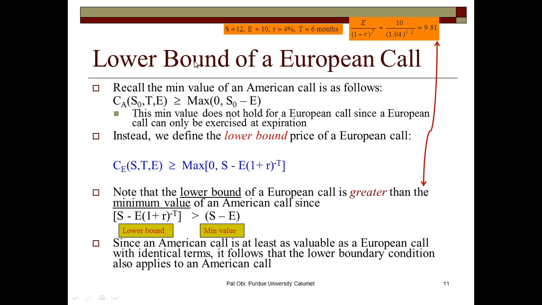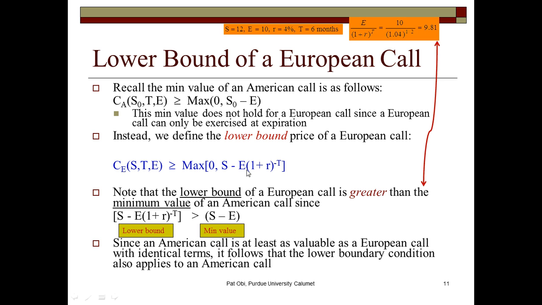Next concept is the lower bound condition of a European call. Recall that earlier we talked about the minimum value of an American call, which says that its intrinsic value would be either 0 if it is out of the money, or S minus E. The point to note here, though, is that while an American option can be exercised at any time, so that E is effective at any given time between now and when the option expires, for a European option E isn't effective until at option's expiration.